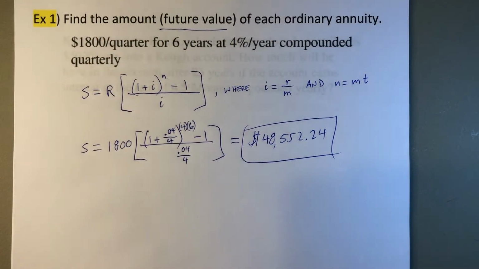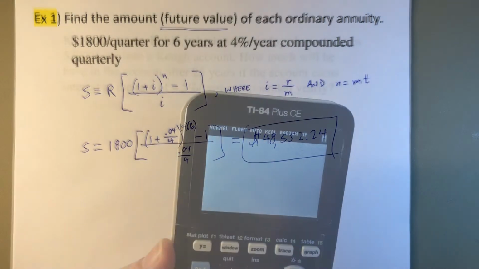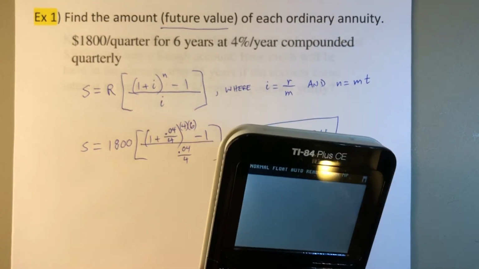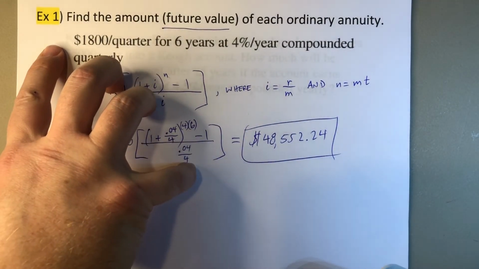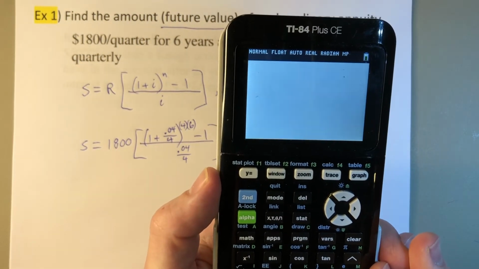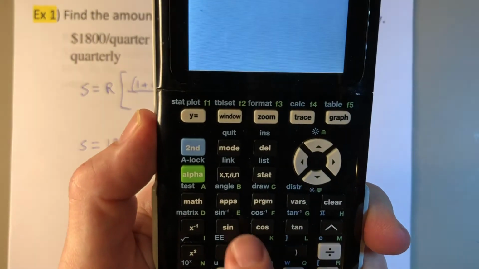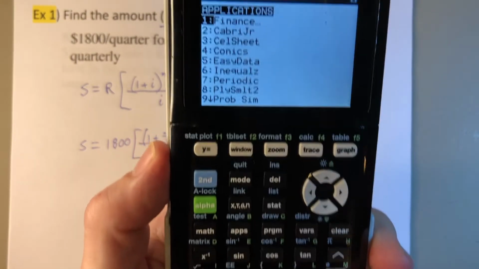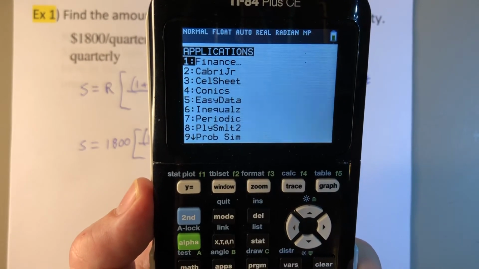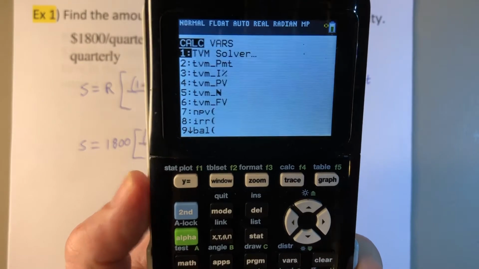Okay, the next way I'm going to show you how to handle the exact same problem is with the financial app within your TI 83 or 84 calculator. I'm going to do the exact same example again, but now I'm going to use an app that's built into our graphing calculator. Hit the apps button. On my calculator, it's the first application that comes up, number 1, finance. So hit enter.